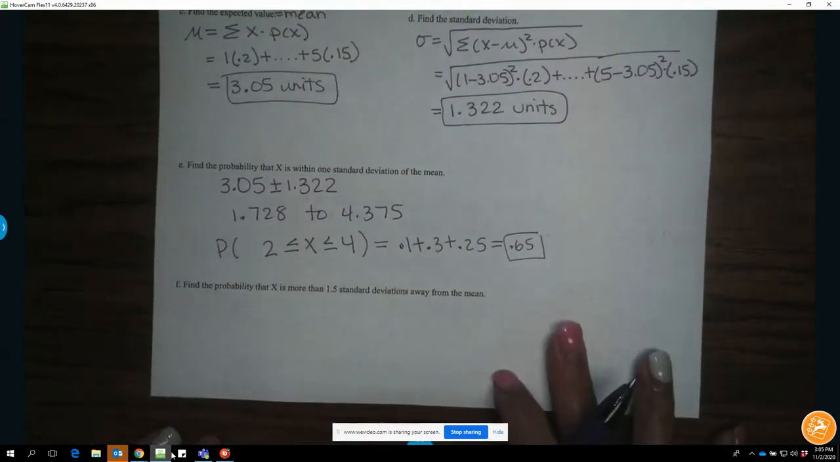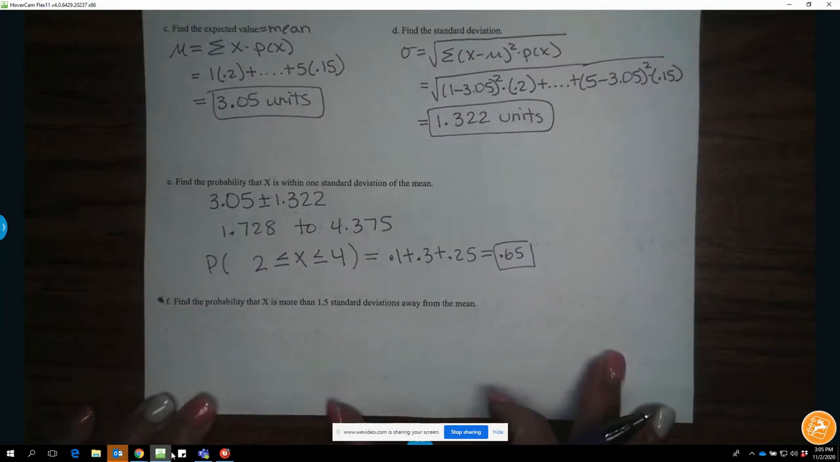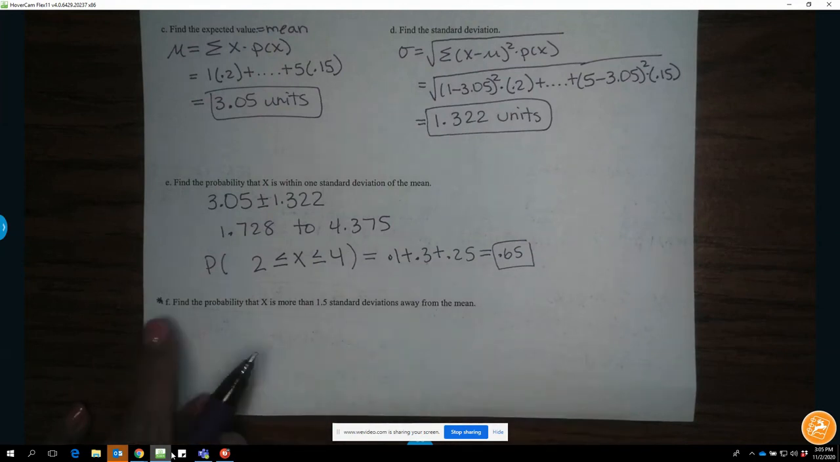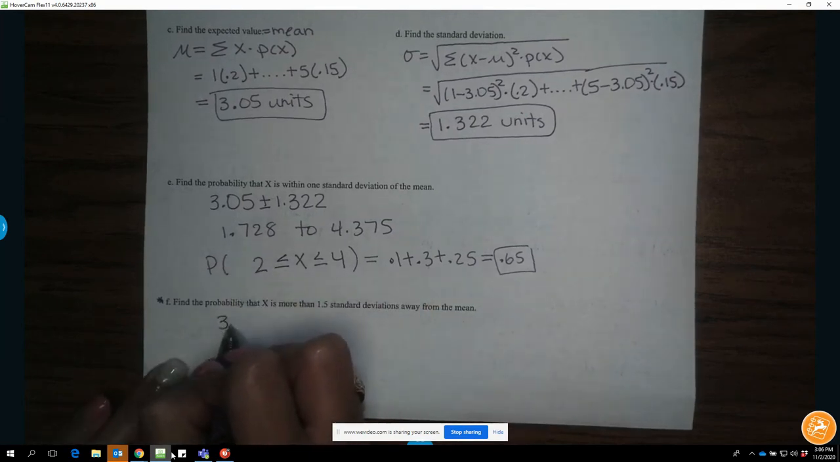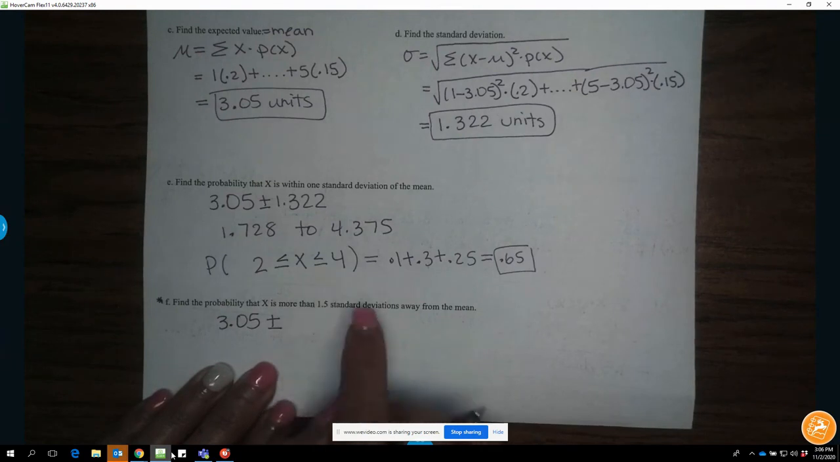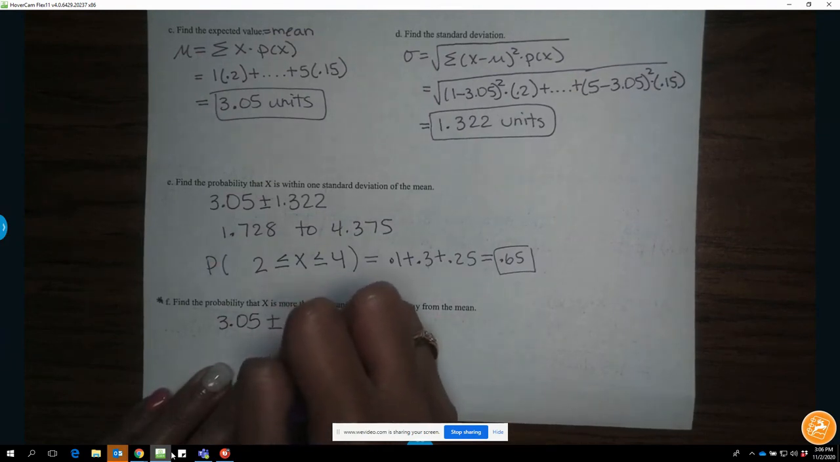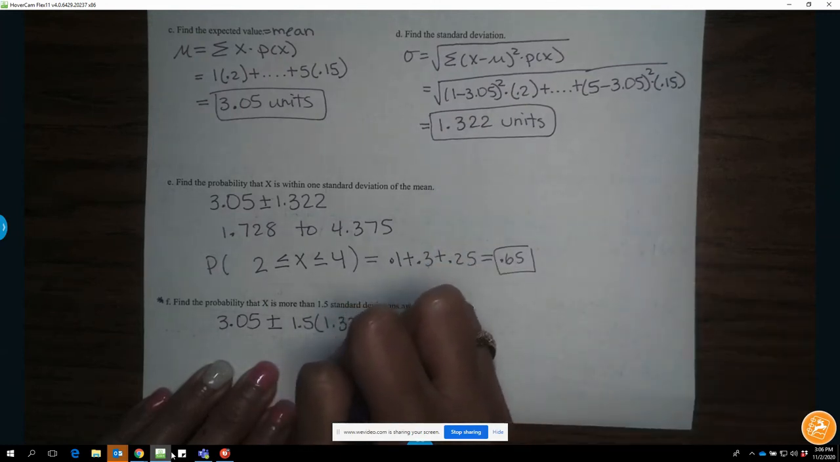One last question, letter F. Letter F is always the most missed question every year in the quiz. I haven't even made this year's quiz, but anyway, just so you know, letter F is the most missed. So F: find the probability that x is more than 1.5 standard deviations away from the mean. I still need the mean, 3.05, plus or minus 1.5 times the standard deviation, 1.322, to find those boundaries.